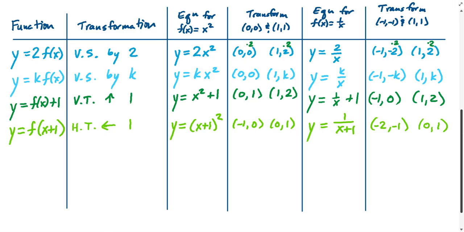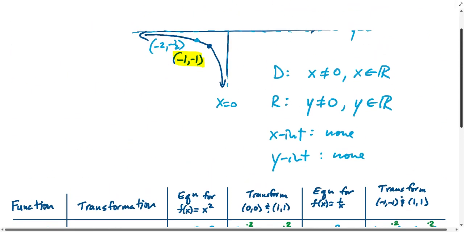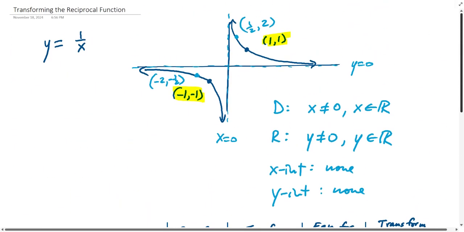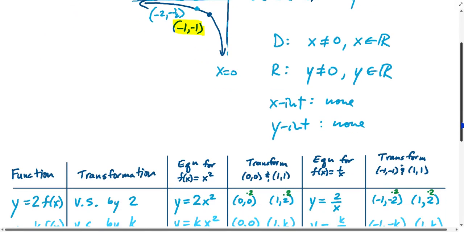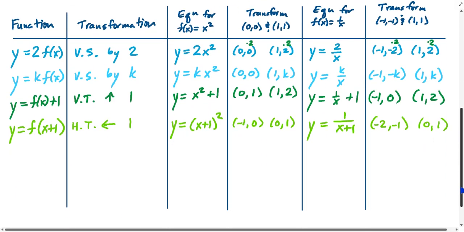Notice, by the way, in the third and fourth line, when we look at our transformations on the reciprocal function, we have intercepts. So now, in the third line, for example, I have a negative 1, 0. That's an x-intercept. And in the fourth line, I have a y-intercept, 0, 1. So we can have intercepts for the reciprocal function. It's just that we need to shift that function in order for that to happen.